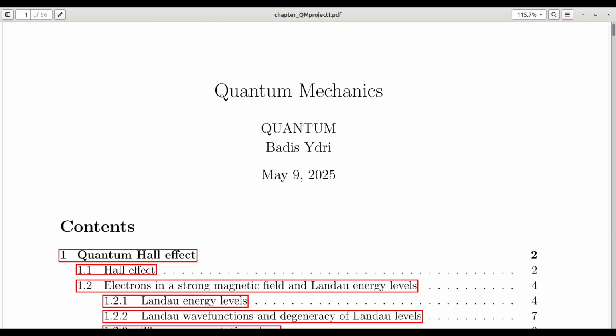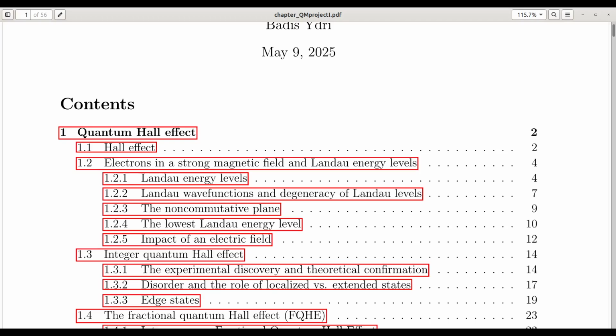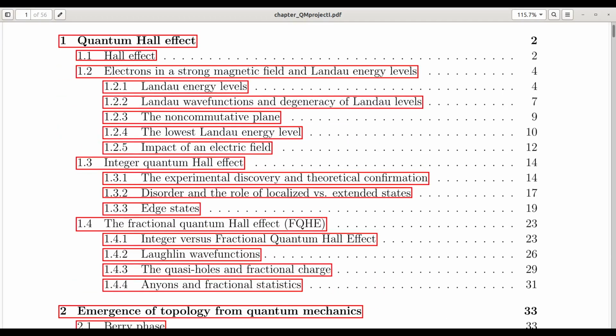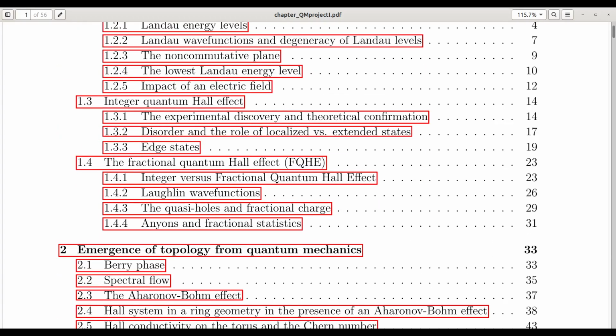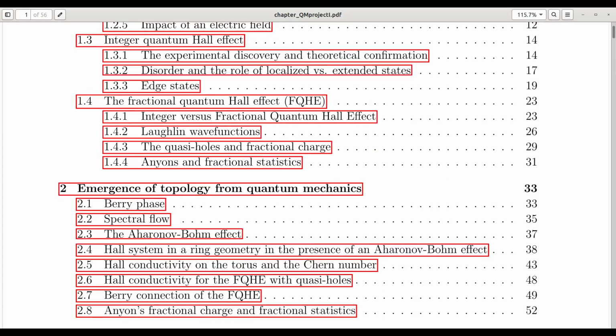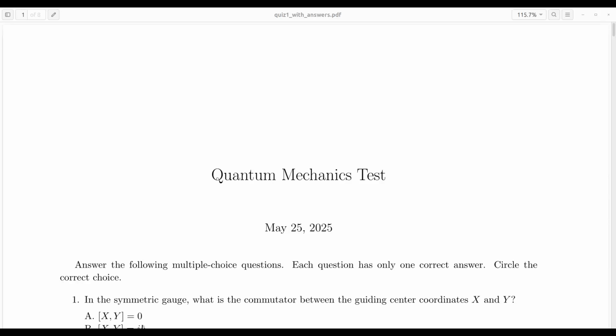In this quiz-based walkthrough, we're exploring one of the most profound discoveries in modern physics, the quantum Hall effect. As the questions unfold, this narrated summary will guide you through the key ideas behind the integer and fractional quantum Hall effects, and how quantum mechanics gives rise to topology. In a two-dimensional electron gas under a strong magnetic field, a quantum miracle occurs. The Hall conductivity becomes quantized.